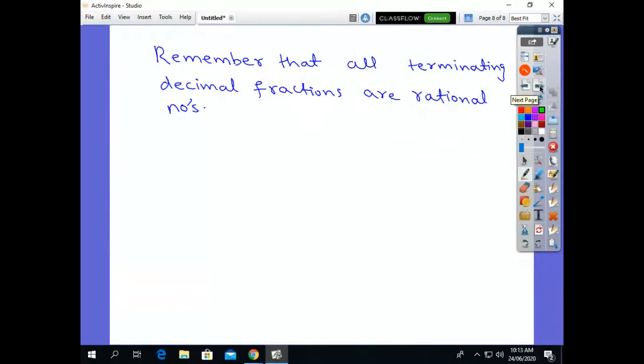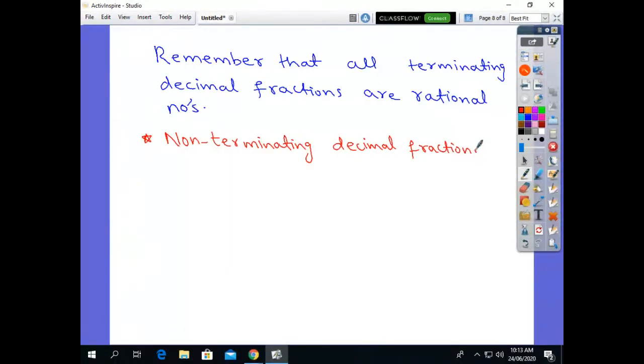Now the next definition is non-terminating decimal fraction.